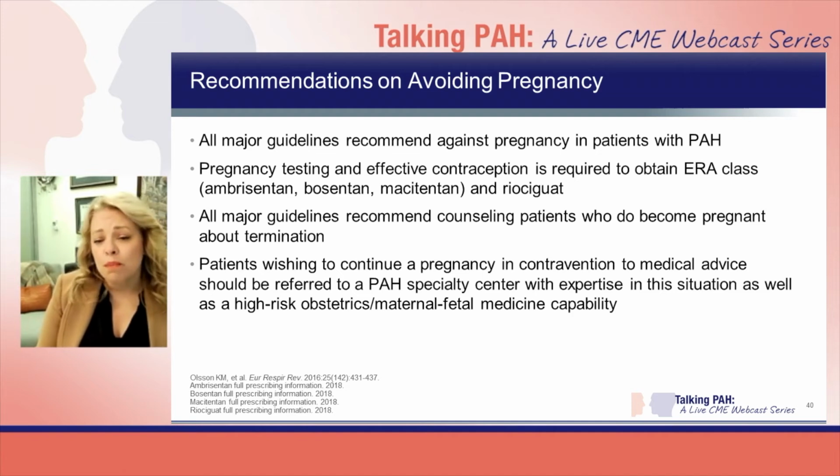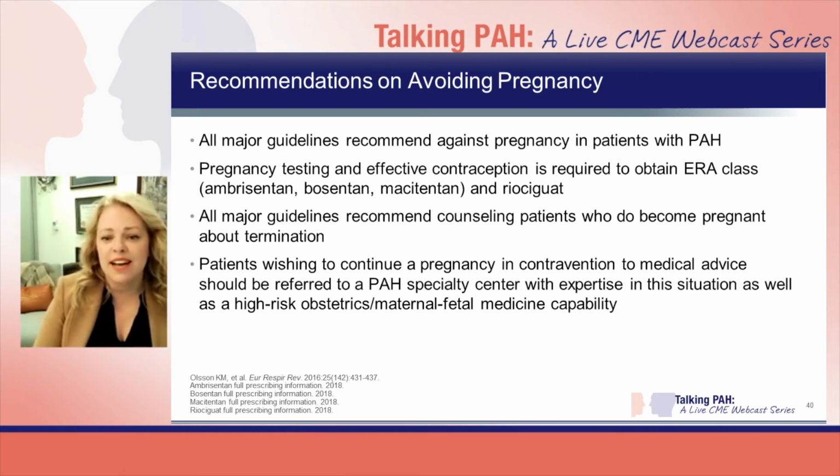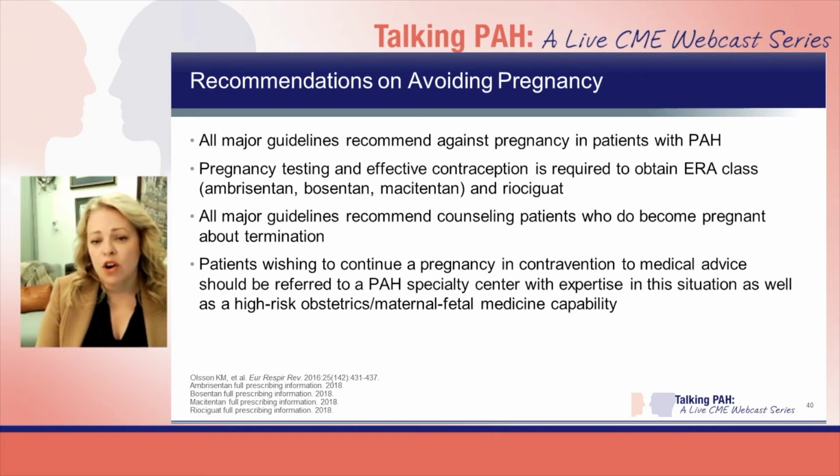So there are many reasons pregnancy is not recommended. We're going to talk about those. One of them is some of our drugs we use cause birth defects. Specifically endothelin receptor antagonists and riociguat will cause birth defects. They're pregnancy category X. And because of that, we require effective contraception of our patients, and we test them for pregnancy monthly when they're on those drugs.